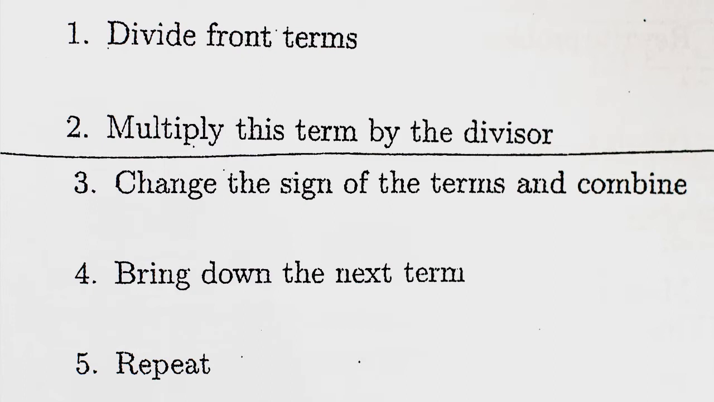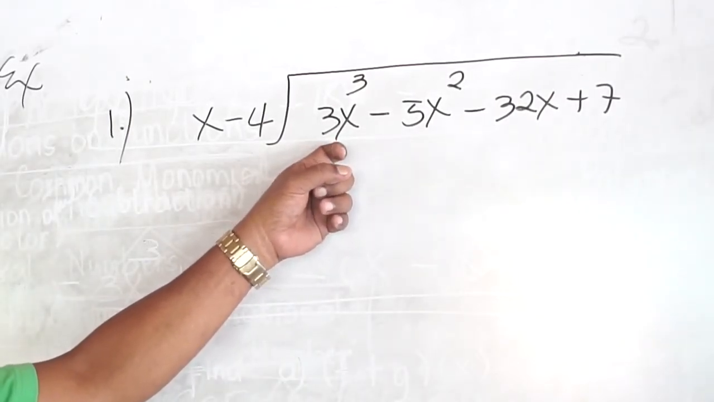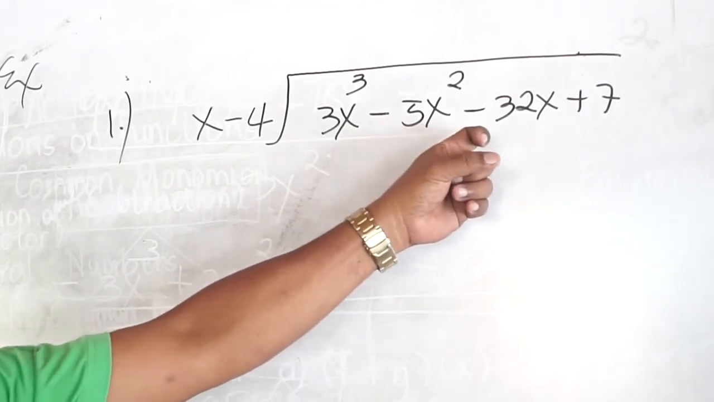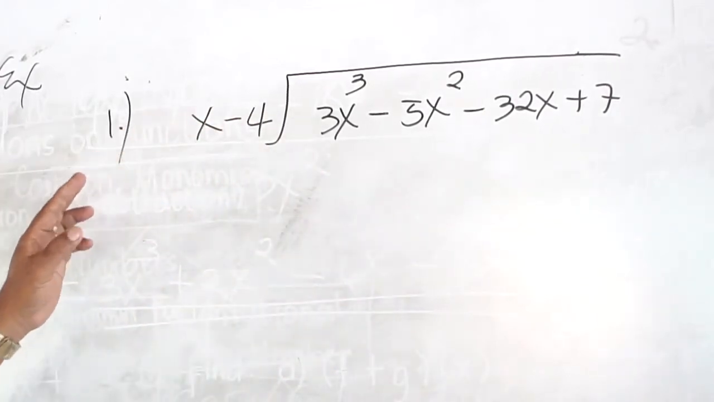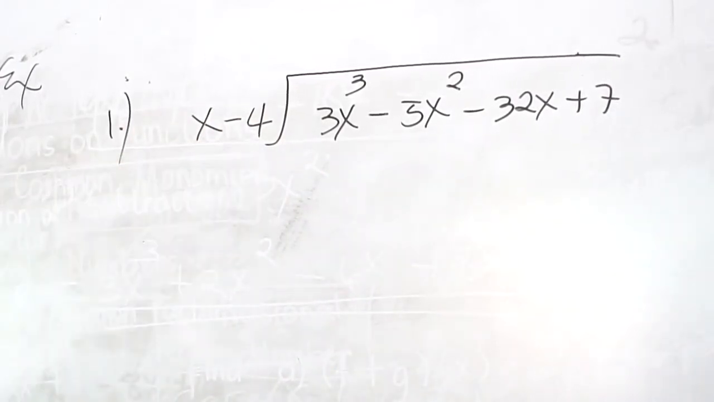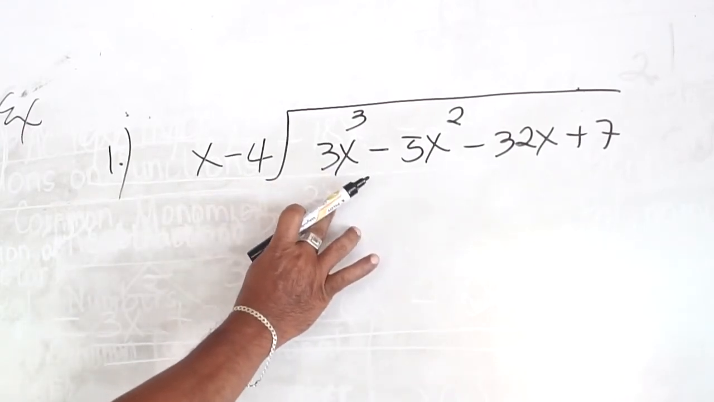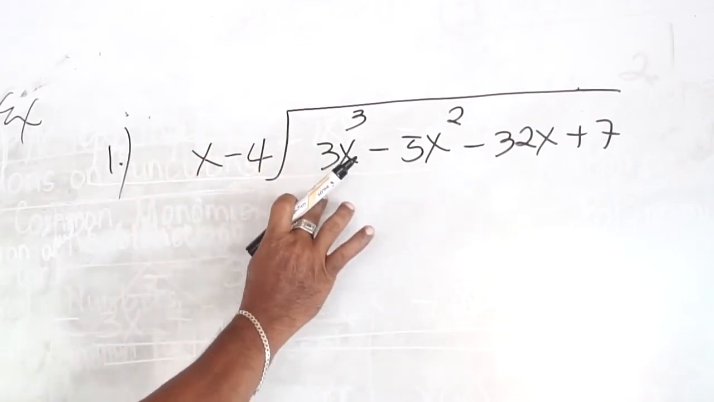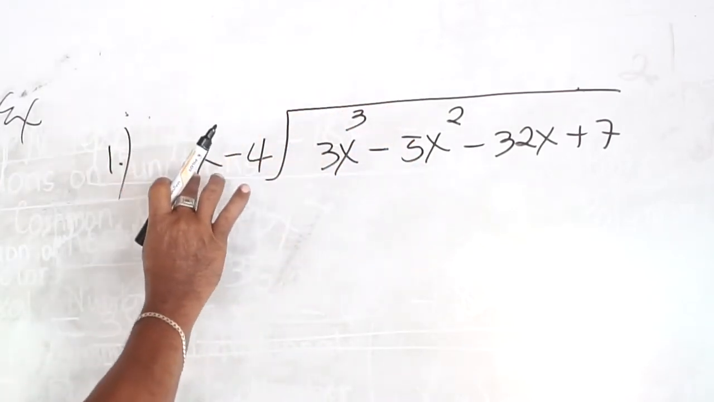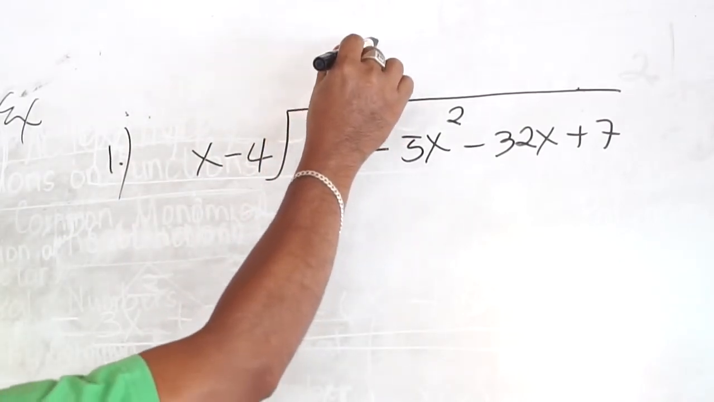Okay, for example, we have the dividend 3x cubed, negative 5x squared, negative 32x, positive 7. The divisor we have here is x minus 4. Then solve. Divide the first term of the dividend by the first term of the divisor. So we have 3x cubed divided by x. So the quotient is 3x squared.